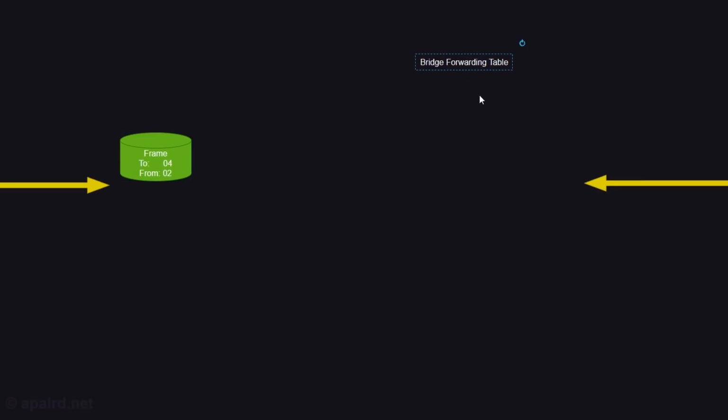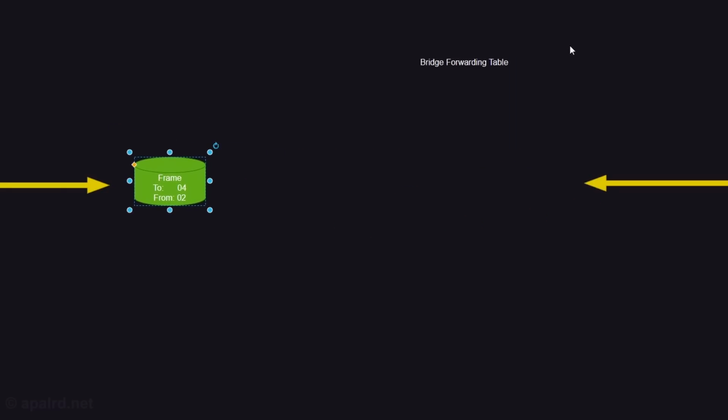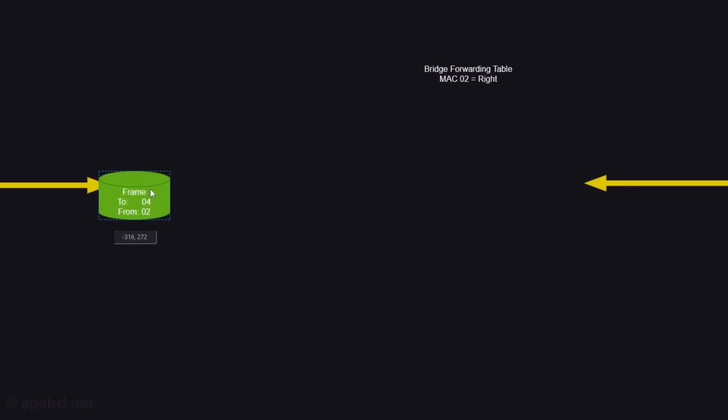Then I'm going to go to my bridge forwarding table and I say, I just saw a frame that came from MAC address 2. So I know they must have been on the right side where my frame came from. Now I've identified that MAC address 2 is on the right side. I'm still not sure where 4 is. It could have been on the right or it could have been on the left. But we'll send the frame off anyway.